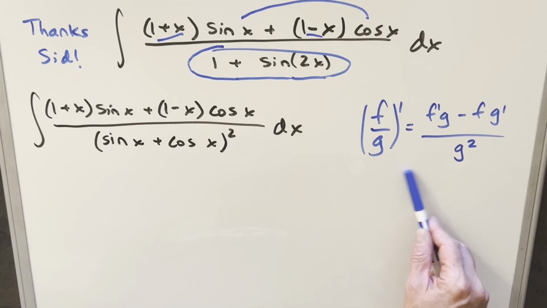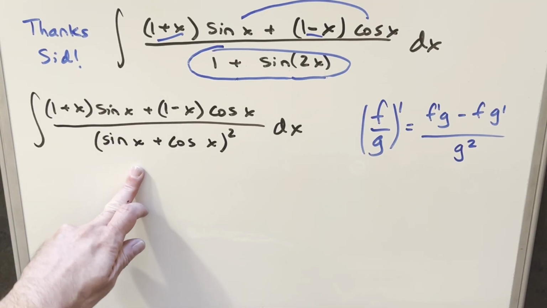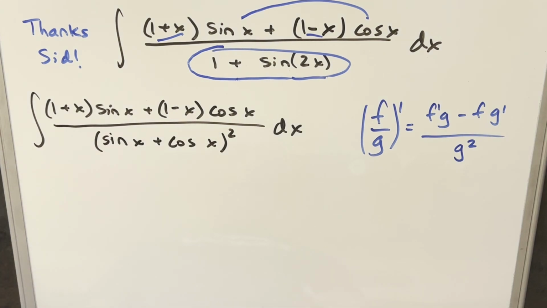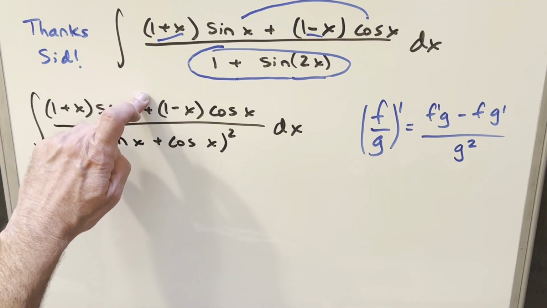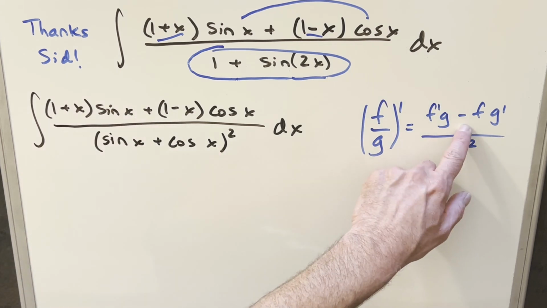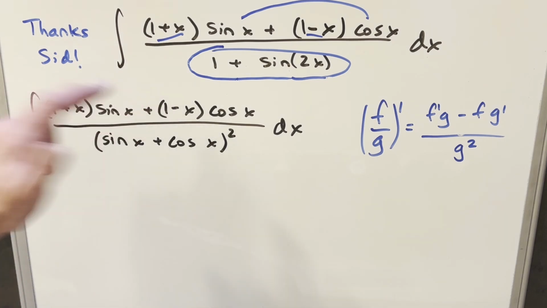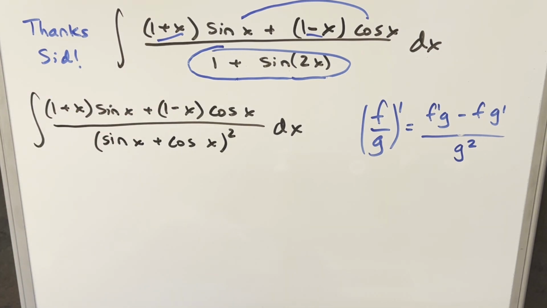Okay, now we have the quotient rule over here to the right, and it's starting to look more like this, where we've got something squared in the denominator now. There's a few problems still. First of all, this plus sign, because in the quotient rule we are separated by a minus sign. And also, the derivative of 1 plus x is not going to be 1 minus x or vice versa, so we still have a little bit of work to do.